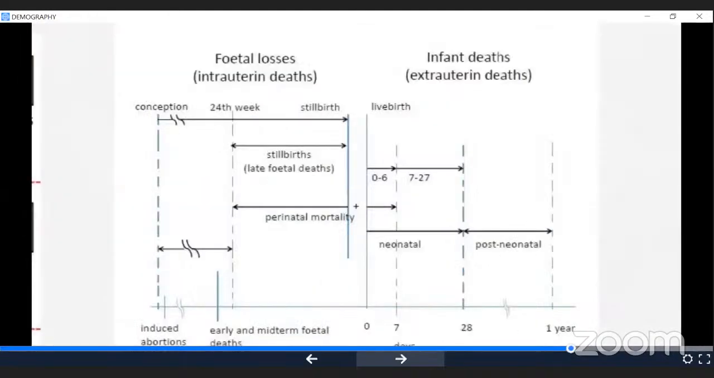In summary, this would be your fetal losses, intrauterine deaths, and your infant deaths, extrauterine. That would comprise abortion, your stillbirths, perinatal mortality, neonatal, and post-neonatal mortality, presented visually.